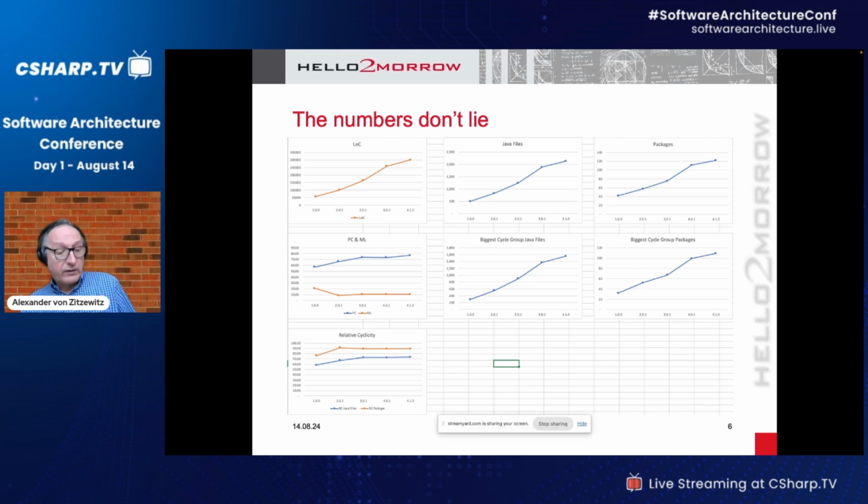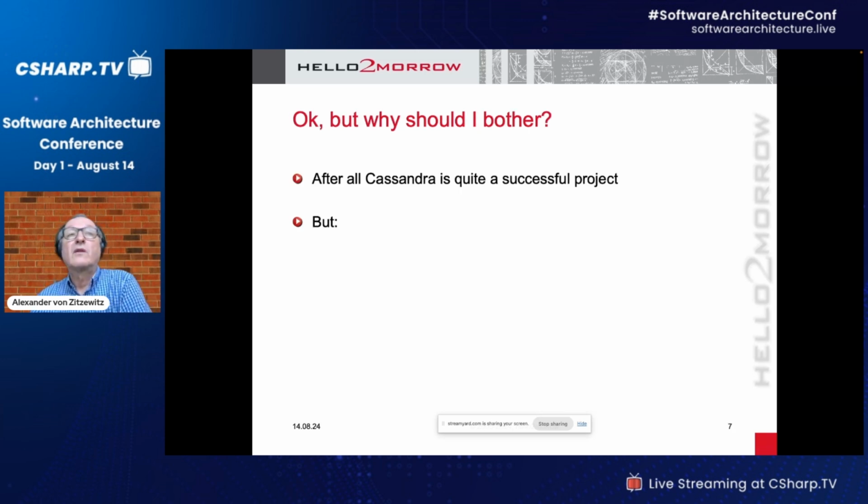So that is what I'm trying to prove here. Once you have this kind of code cancer, it usually only gets worse. That's why it makes sense to think about why it is happening in the first place and what we can do to stop it. After all, Cassandra is quite a successful project. It's used in many production environments and is a very popular open source project.